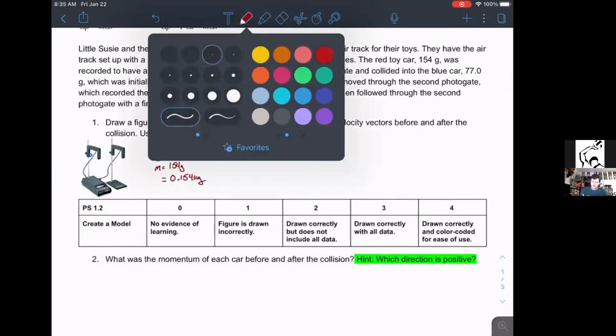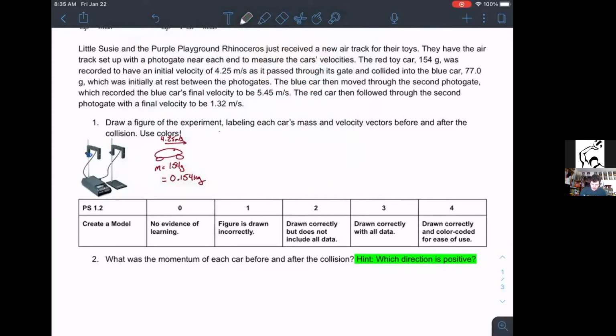Then we have our wonderful photo gate, which I'm just going to draw as a dotted line because I'm not going to be able to draw my photo gate well. I'm going to have two of them, one on either side of our blue car. Our blue car is sitting in the middle and it's not moving, so its velocity equals 0. Its mass is 77.0 grams, or 0.0770 kilograms.